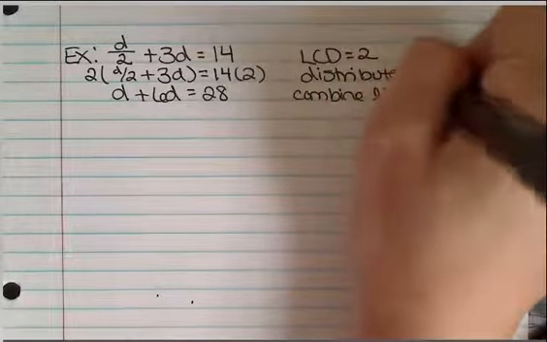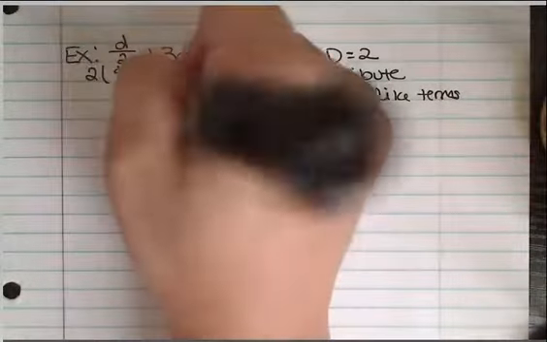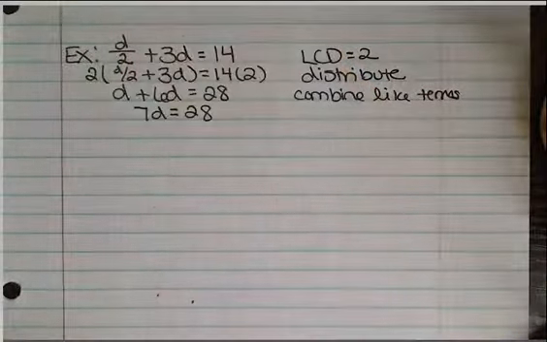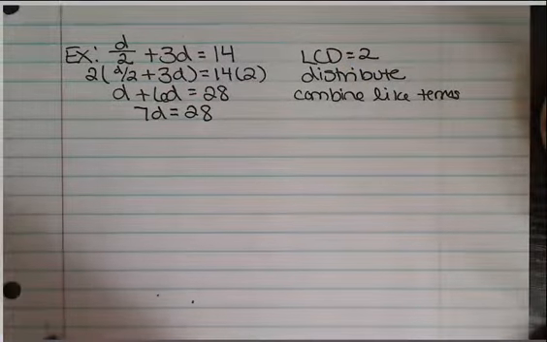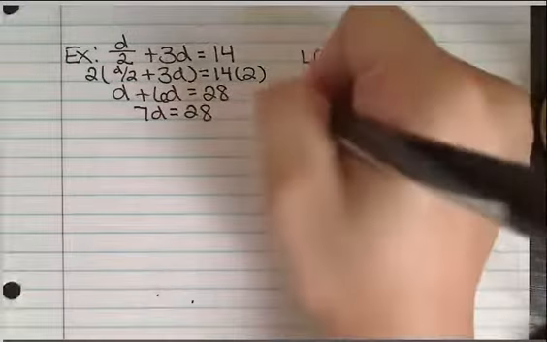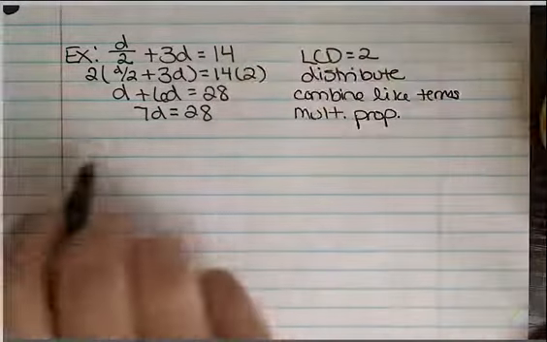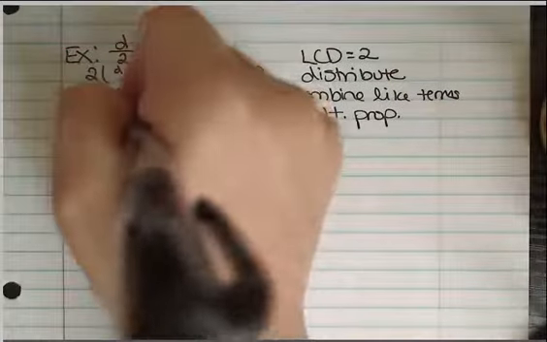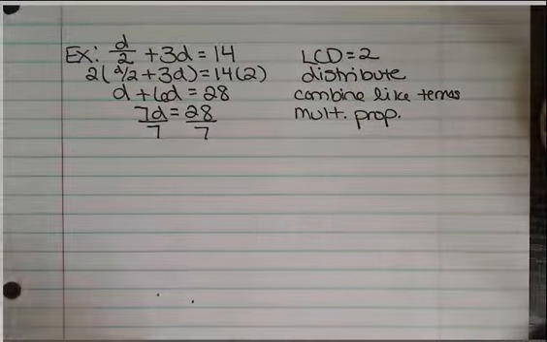Next we would do the addition property, but we don't need to. We don't have anything that we're adding. So let's just do the multiplication property. We have the 7 multiplying on this side, so we're going to divide both sides by 7. And that'll go away. That leaves us with d equals 28 over 7, which is 4.